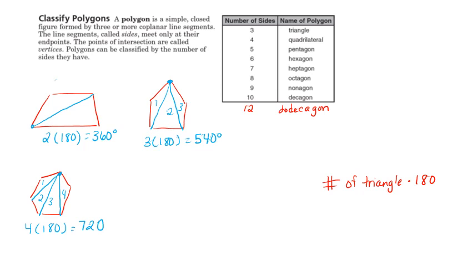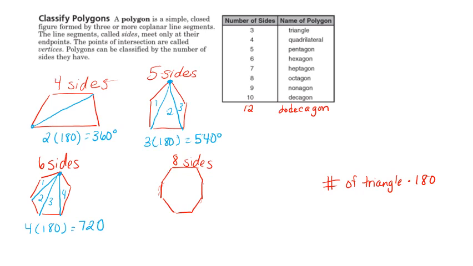We'll try to see if this pattern works for an octagon. So let's see if we can draw an octagon. 1, 2, 3, 4, 5, 6, 7, 8. Oh my gosh, it's a miracle I drew one. All right, so 4 sides, 2 triangles, 5 sides, 3 triangles, and then 6 sides had 4 triangles. So how many triangles do we think an 8-sided figure would have?